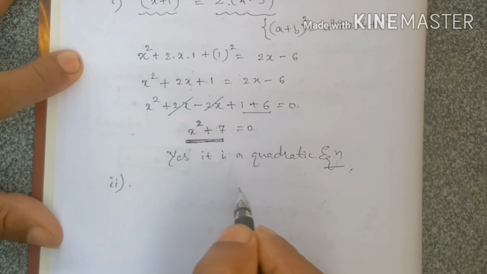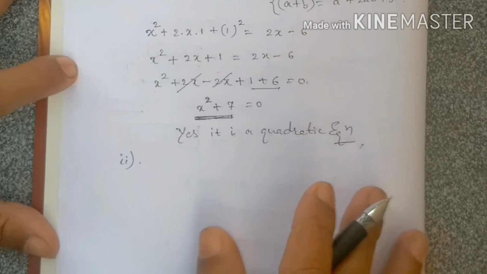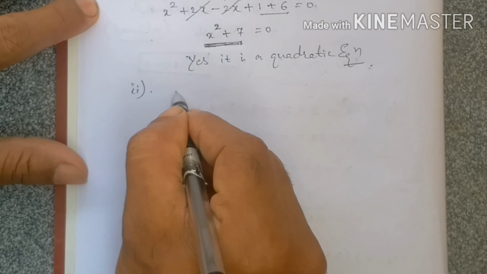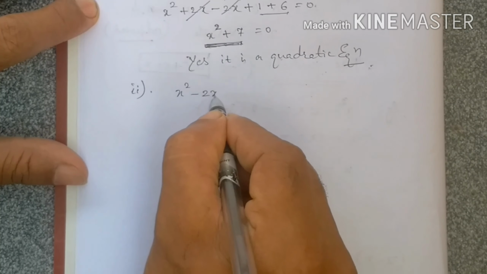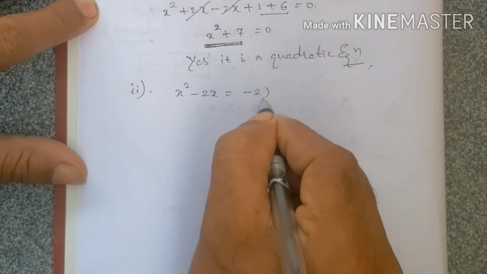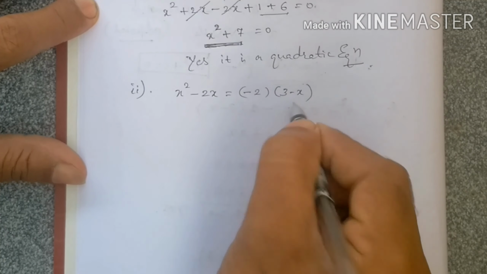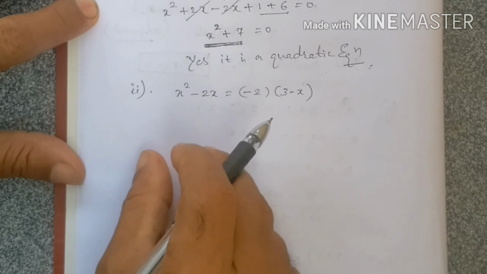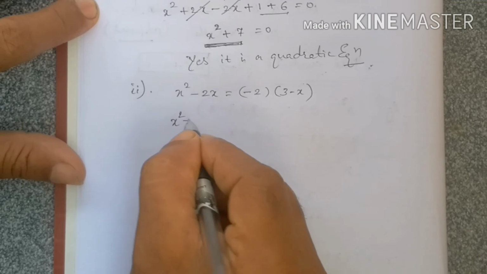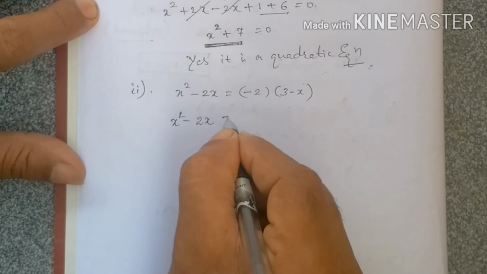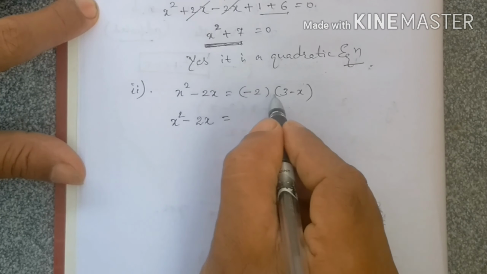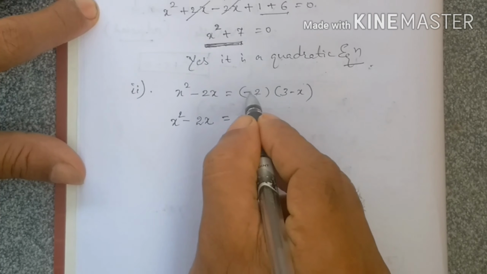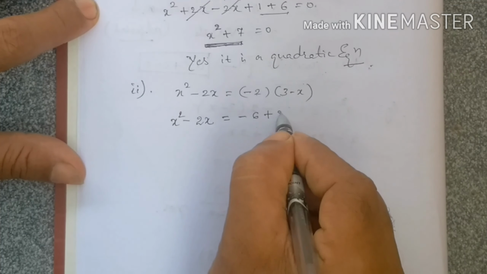So one more example we are going to take now. The second example in your NCERT textbook is x² − 2x = −2(3 − x)... that is, x² − 2x = −2 times (3 − x). This is also very similar. First you write the LHS part as it is, because that is already in the simplified form. Further simplification is not needed. Simplify the RHS part by multiplying by −2. −2 into −3 is −6, and −2 into −x is +2x.